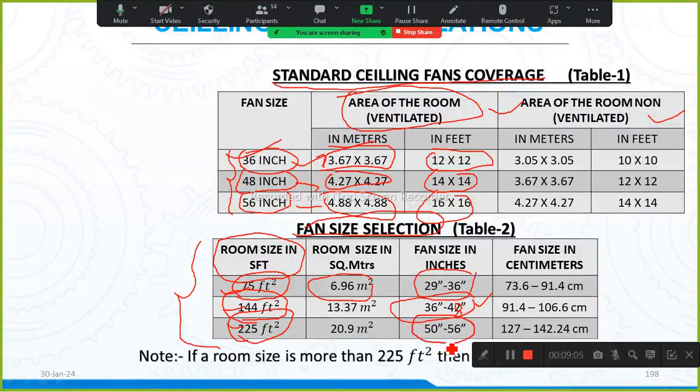Then you might have a question, what is the consideration if my room area is more than 225 square feet? We all know that if your room area increases, then obviously we go with the number of fans. So it doesn't mean that only one fan will cover the total area. If your room size is bigger than that, we go with the number of fans concept.